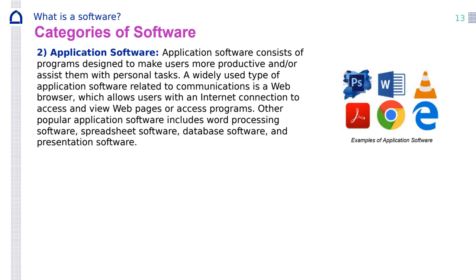So we have operating system. We have application software such as what? Word, Excel, browsers. Give me an example of internet browser. Google Chrome. What about Microsoft? Edge is the latest, yes. We have also Adobe. So application software consists of programs designed to make users more productive and assist them with personal tasks.